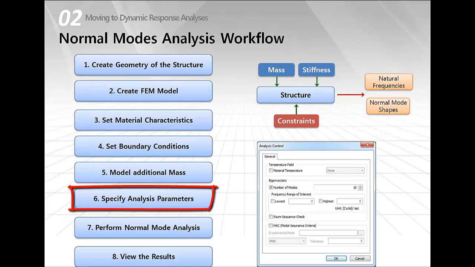Now I'm talking about point 6, which means specifying analysis parameters. In this step, we go to the dialog box where we provide the requested number of eigenvalues, which means mode shapes. We can specify this directly, or input a frequency range of interest. In Midas NFX 2013, there is a new option called Modal Assurance Criteria, and this is a very good tool if you want to perform a comparison with experiments.